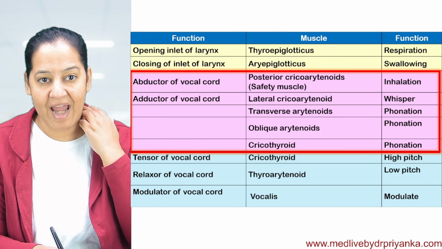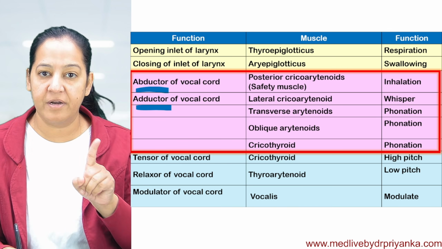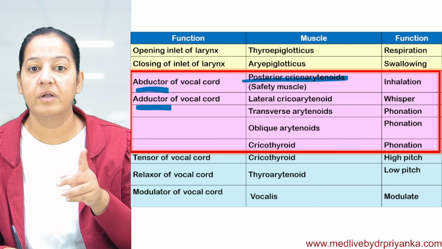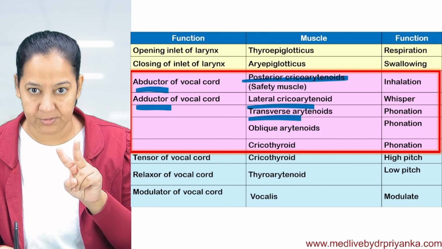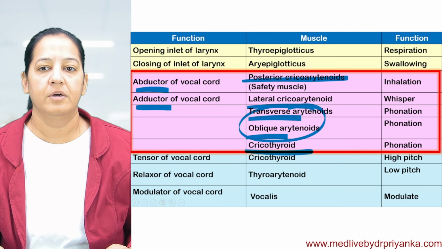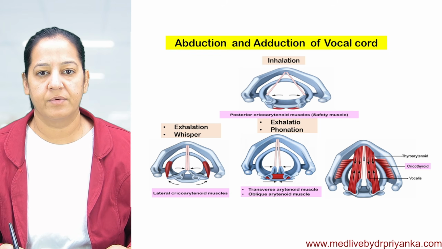Now name the abductor and adductor. Abductor is only one, posterior cricoarytenoid. And the adductors are 4: lateral cricoarytenoid, transverse arytenoid, and oblique arytenoid, which are together the interarytenoid, and cricothyroid. So you can see their functions.